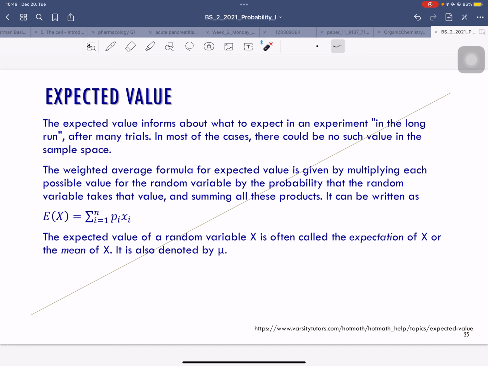The expected value informs us about what to expect from an experiment in the long run, after many trials. In most cases, we know that the sum of the probabilities of the events is equal to 1, and it's very important. For example, for an experiment, we can write E of x equal to the sum, with i equal to 1 up to n, of pi times xi.